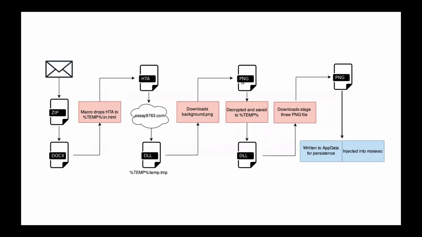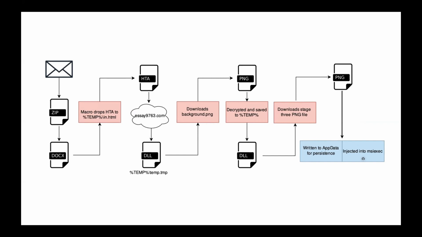So just that diagram again. We're now looking at this DLL here, which we've reversed, and it's fundamentally very similar to the first DLL, which goes off and downloads yet another PNG file from a slightly different location. That PNG file is written to app data for persistence. There's a scheduled task that uses this DLL to load the PNG, because it can also load it from disk and run it. I think that happens if you log in. It tries to run itself again, and then it's injected into MSI exec.